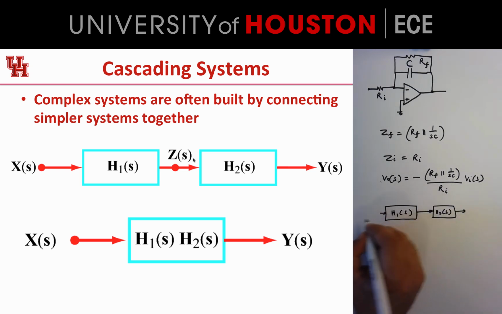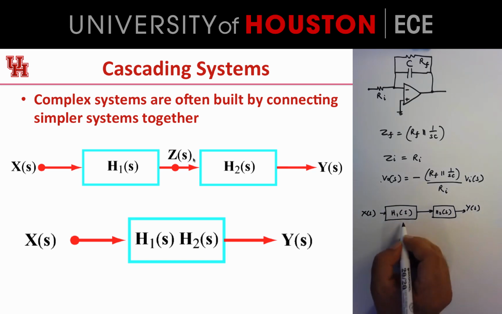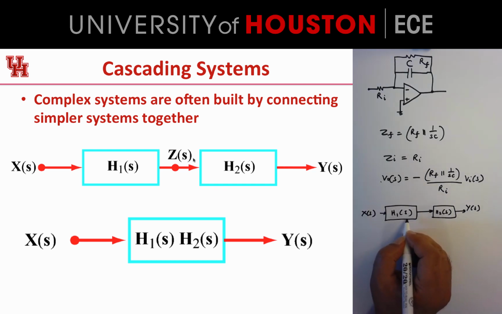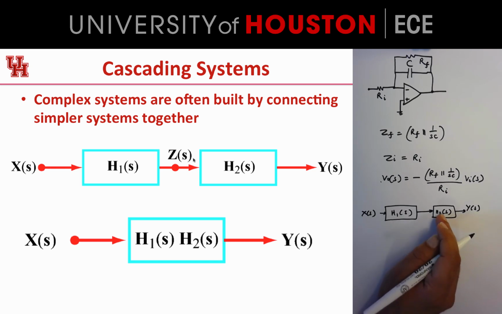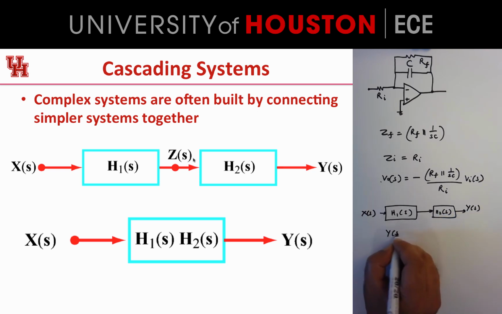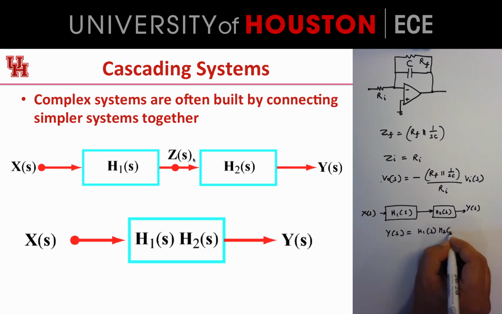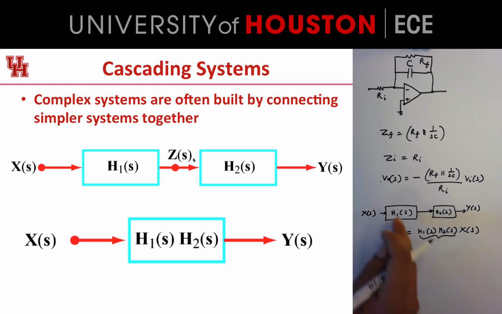So if X of S is the input and Y of S is the output, now in the Laplace domain, when you cascade systems like that, the Laplace transforms get multiplied. If it was in the time domain, then we would have to convolve these two. So basically Y of S in this case is simply H1 of S times H2 of S times X of S. And this whole thing can be thought of as one complicated system that can be broken down into two simpler systems like this.